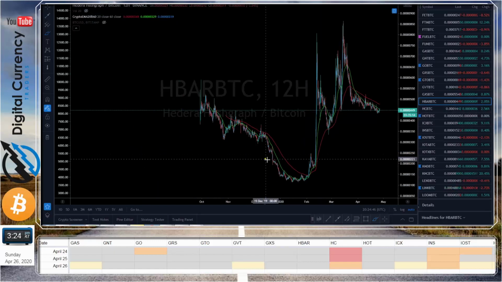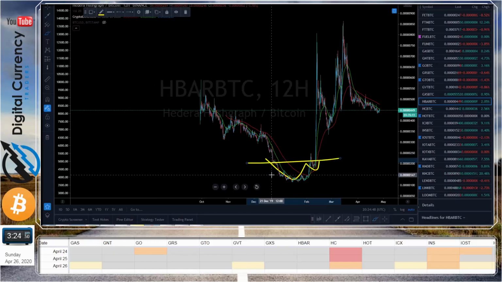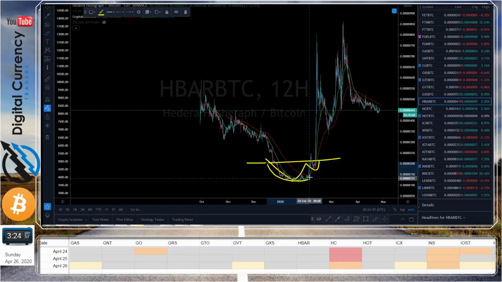HBAR, it did a 1, 2, 3 formation that, if you're not paying attention to them, you just got to play them all without ever knowing what it's actually going to end up happening. You just got to play it. It did a bowl shape. It did a 1, 2, 3 formation here beautifully.